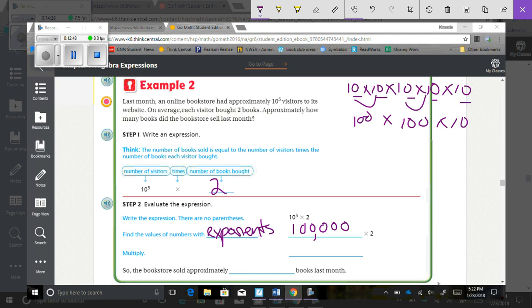And then we're going to take that times 2, because we have to multiply next, which is 200,000. So the bookstore sold approximately 200,000 books last month.